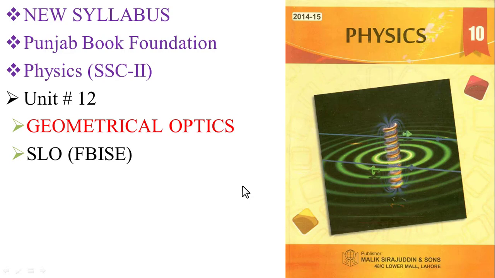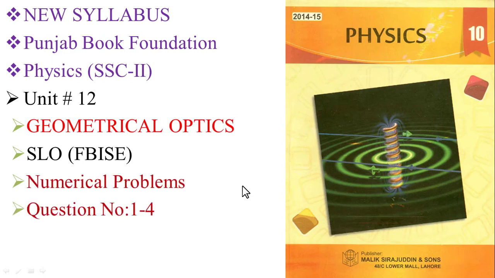Today we will discuss the new syllabus, Punjab Book Foundation, Class 6 SSC2, Unit number 12, Geometrical Optics. Today we will discuss SLO-based numerical problems according to FBISE requirements. So we can solve questions number 1 to 4 in part 1.